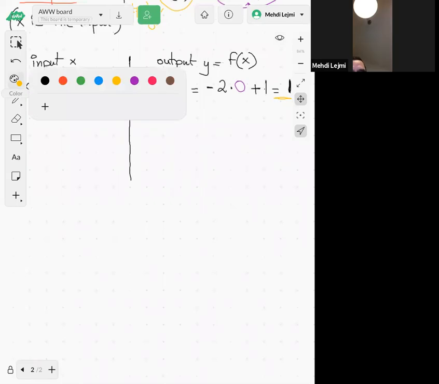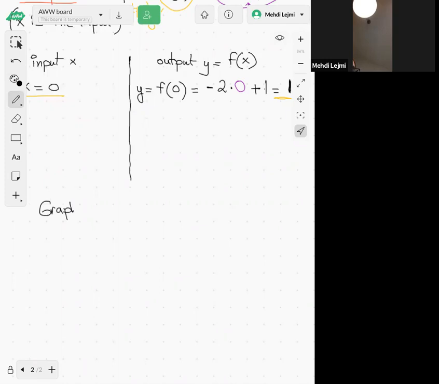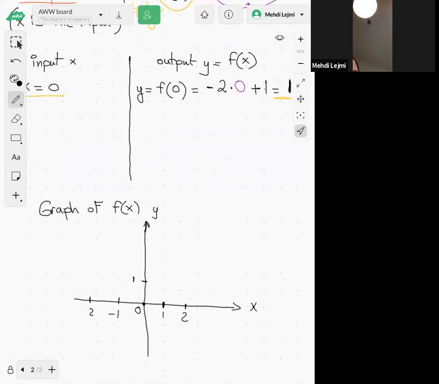So let's graph here f of x. So graph of f of x. To graph f of x, of course, I'm gonna need the two axes, the x-axis and the y-axis. All right. So I'm gonna just take some values here. Let's say 0, 1, 2, negative 1, negative 2, etc. Here's negative 1. So I'm gonna plot the first point.